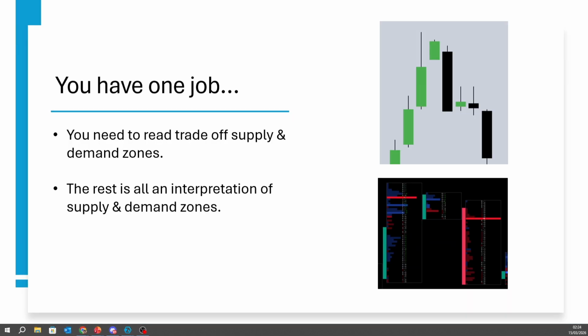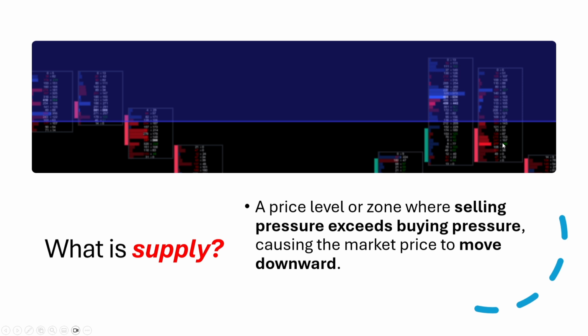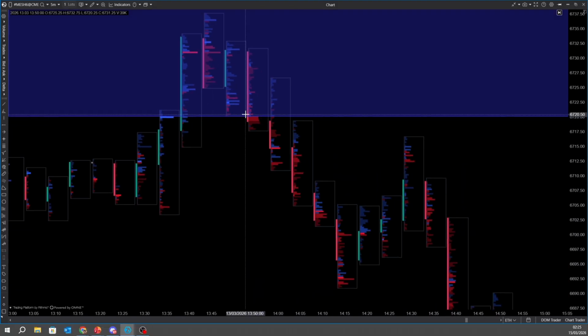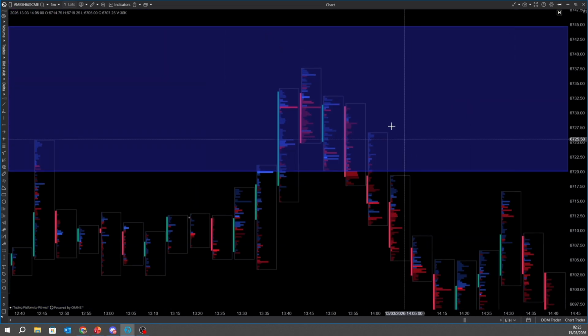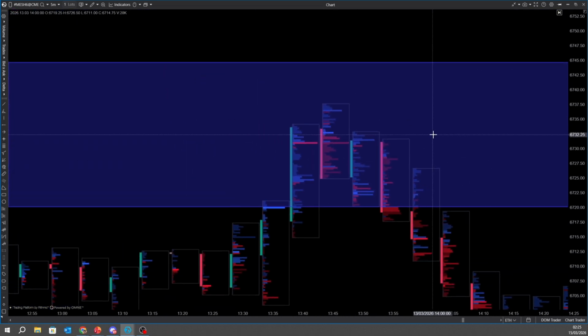So this is a supply area. What does a supply area look like? A supply level is where selling pressure exceeds buying pressure. When there's an oversupply of a stock or an instrument or any other market, the price of that instrument will fall. That is exactly what went on here. The market dropped. So what was going on in this key level to make it drop?